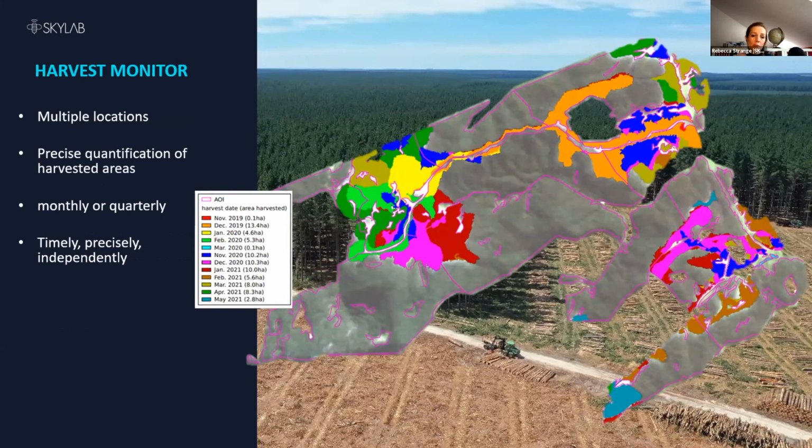Then harvest monitoring. Often larger forest management companies will have several stands being harvested in different locations at different times. And what this does is give a really good overview of what exactly is being harvested, where and when. And that can be very precisely quantified, either on a monthly or a quarterly basis.